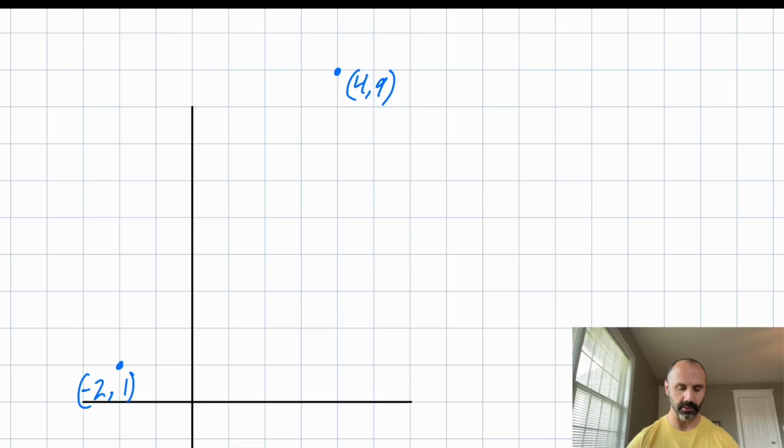Today I'm going to be showing you how to find the midpoint between 2 points on a graph. So we're starting with this example, -2, 1 and 4, 9. We want to know, if we draw a line from one point to the other, how do we find the midpoint? Where's the point that's right in the middle?